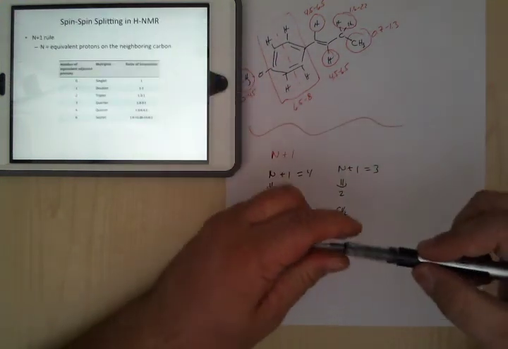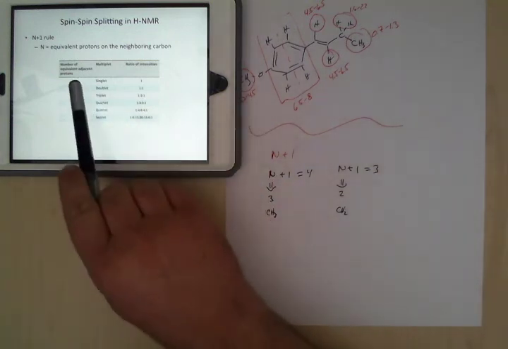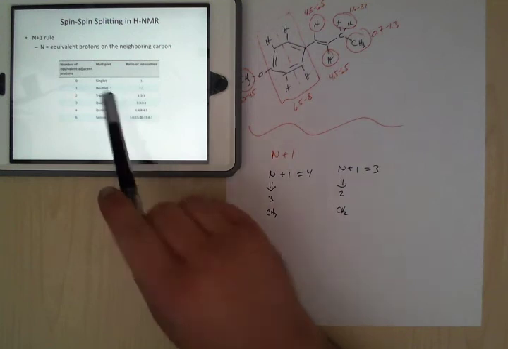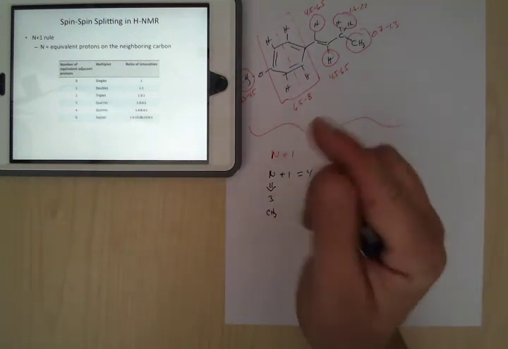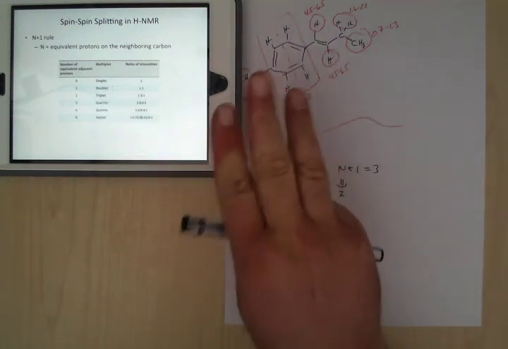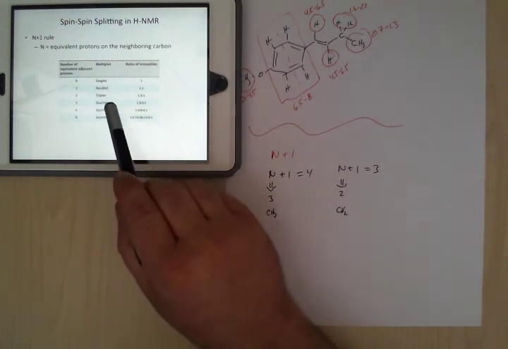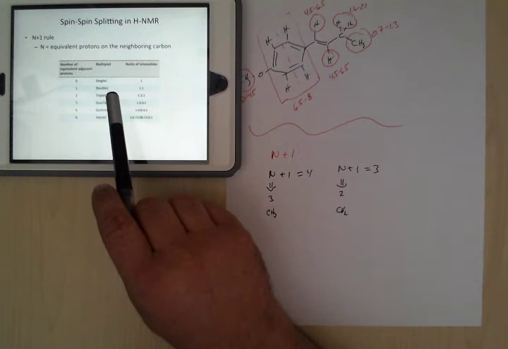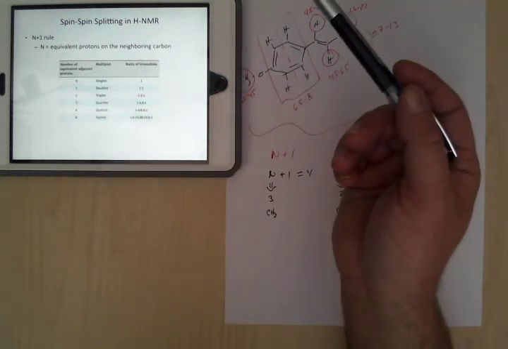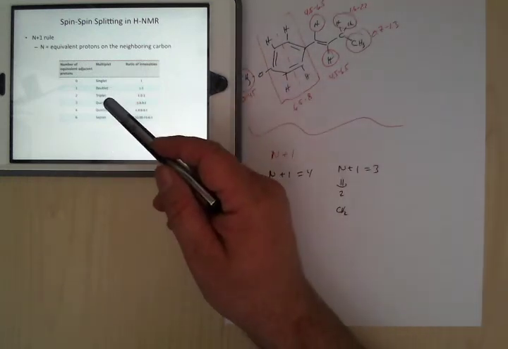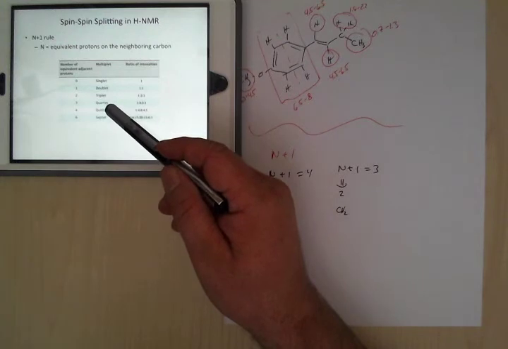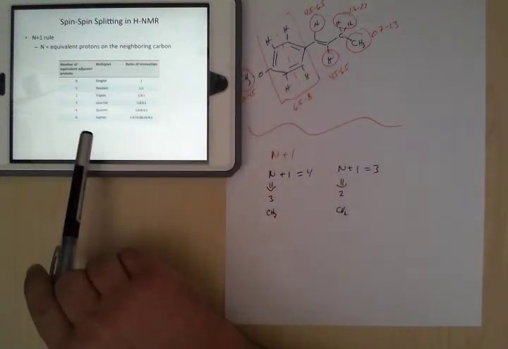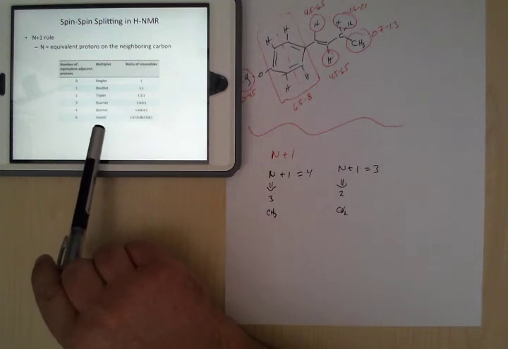So with the n+1 rule, if we have 1 signal, it's called a singlet. Two signals, split into 2, is a doublet. Split into 3, it's a triplet. Into 4, it's a quartet. 5 signals is a quintet, then a sextet, a septet, things like that. And so what's happening is, here is a septet.